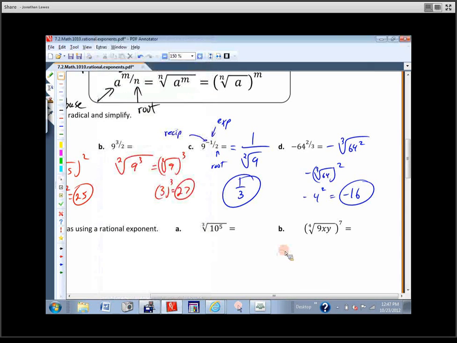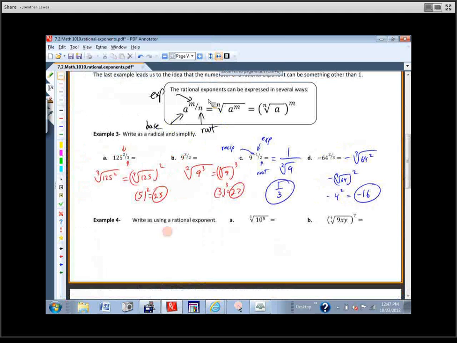Okay, all right, let's take a look at the next little group here. For example 4, it says write using a rational exponent. You don't have to calculate anything. All it says is write using a rational exponent. So maybe there's a time when this isn't the most advantageous way to write it. Maybe we don't want to write down the cube root of 100,000. So we write 10. There's the base. What's the exponent? 5 for the exponent, 3 for the root, so that's going to be 5 over 3, and that would be our answer written with a rational exponent.